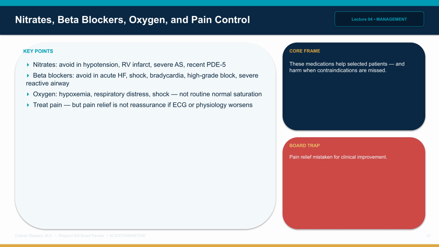Beta blockers may help selected patients, but avoid them in acute heart failure, shock, bradycardia, high-grade heart block, or severe reactive airway disease. Oxygen is for hypoxemia, respiratory distress, or shock, not routine normal saturation. Treat pain, but do not let pain relief falsely reassure you if the ECG or physiology is worsening.